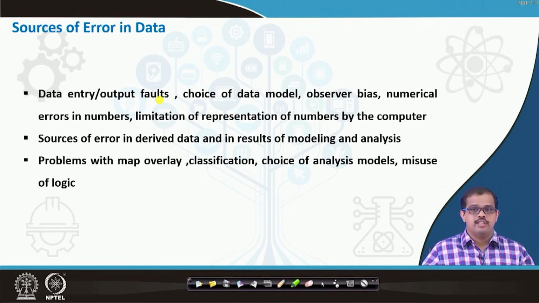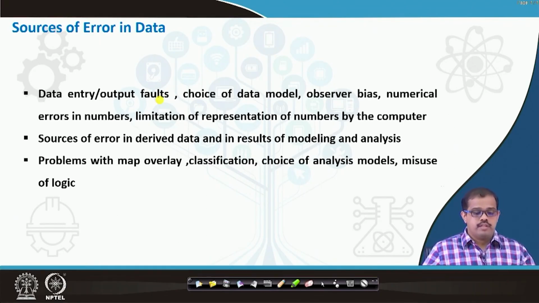Then there is bias, which should not be there. It has to be a neutral agreement between any phenomena in order to assess that particular data properly. Numerical errors may creep in many times because of huge data sets. Limitations of representation of numbers by a computer may not be valid today, but in certain old systems, yes, there are limitations when you are looking at representation.